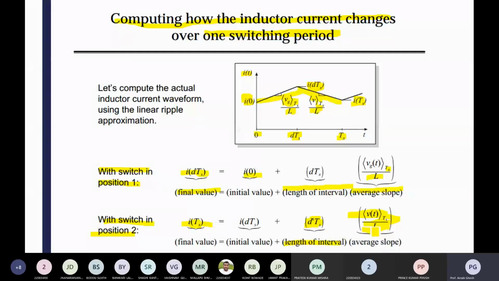Y equal to mx plus c. C term is your I(dTs). So what is your instant? It is your dTs. So that c term is I of dTs. That value is here, that c component over there. Here it was I0, so I think you know that value. So final value equals initial value plus slope times length of the interval. But where do you get this expression? The expression is coming from y equal to mx plus c. So here you are considering that linear ripple is approximated.